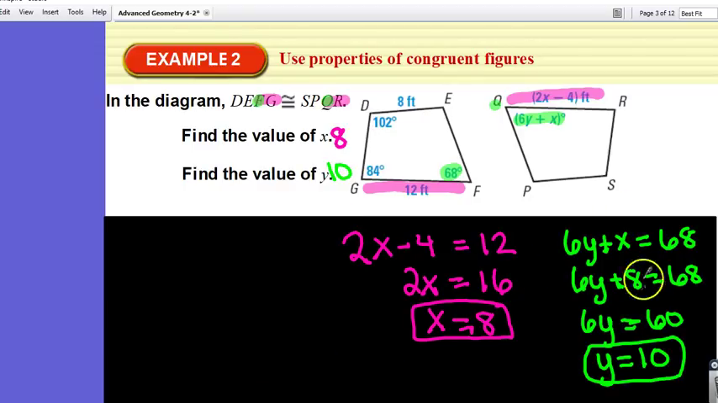Could we have solved for the angle first? No, because we needed that x value to be able to solve. You can only have one unknown in the equation. Okay, so we had to start with solving for x first.